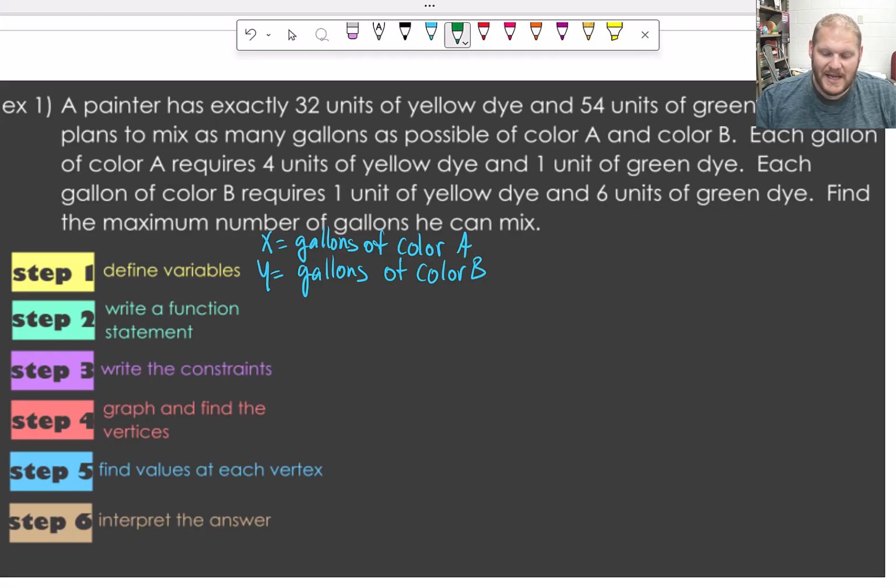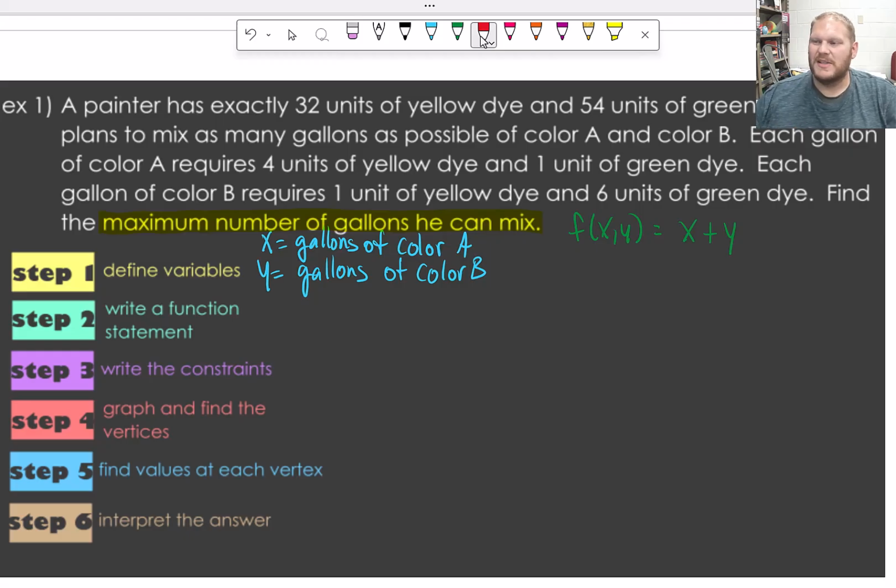So our function statement is always f of x comma y. It's trying to answer the final question of our description, which is that he is trying to find the maximum number of gallons that he can mix. So we're trying to figure out the highest number of gallons of color A and gallons of color B that could exist. I'll figure out how many gallons of each one I could mix based on how much dye I have, but if I just add those 2 values, color A and color B gallons, that gives us our total amount. So if we're trying to maximize that value, that would be our function equation. From here, I can get into the individual constraints.